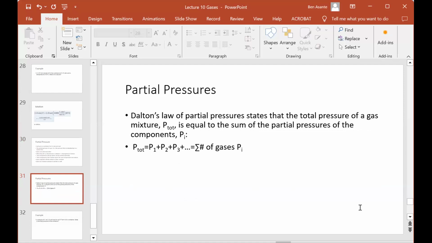So we have Dalton's law of partial pressure. It states that the total pressure of a gas mixture, P total, is equal to the sum of the partial pressures of the components, Pi. P total equals P1 plus P2 plus P3, all the way to the end. But they will have the same temperature. You can't say T1 plus T2 plus T3, no. You can't say V1 plus V2 plus V3, no. Because they share the same volume and the same temperature.